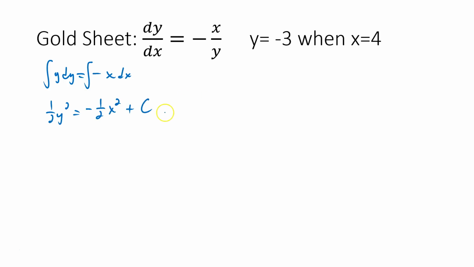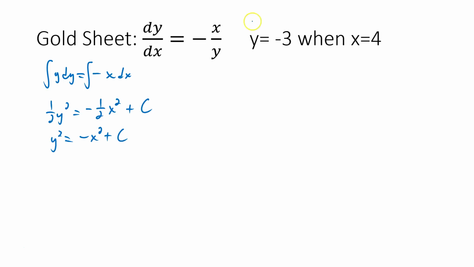So what I'm going to do here, just to make my life a little bit easier, is multiply both sides by 2. If I multiply both sides by 2, I have y squared equals negative x squared plus c. And now, I multiplied c by 2 as well, but that just creates another constant. So I just left it as a plus c.